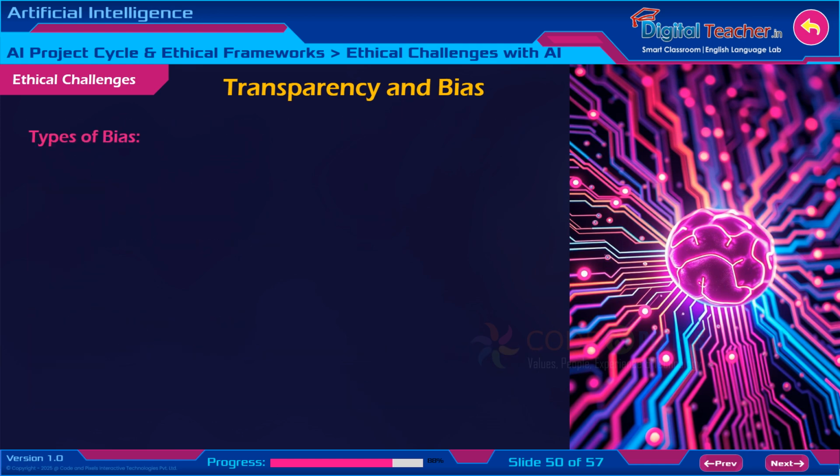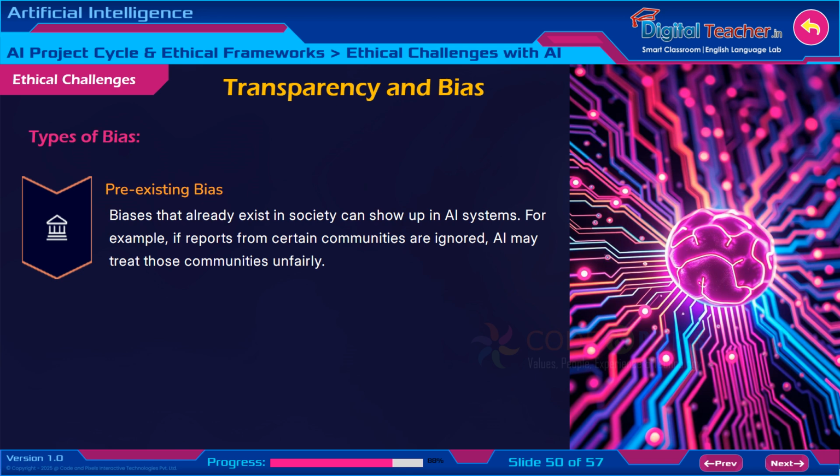Types of bias. Pre-existing bias. Biases that already exist in society can show up in artificial intelligence systems. For example, if reports from certain communities are ignored, artificial intelligence may treat those communities unfairly.